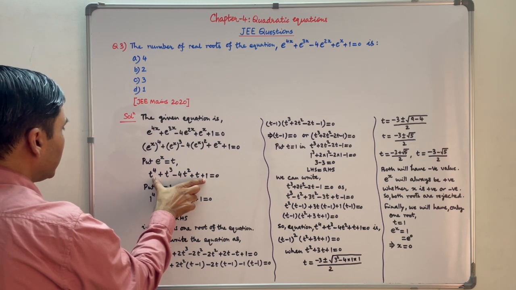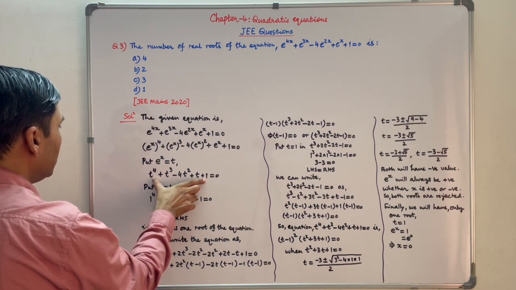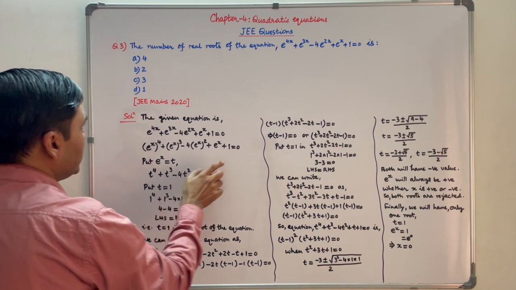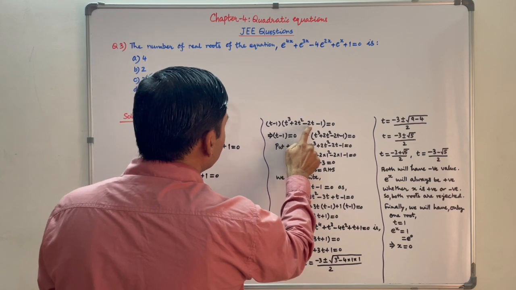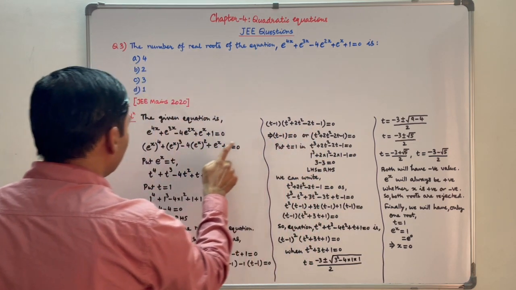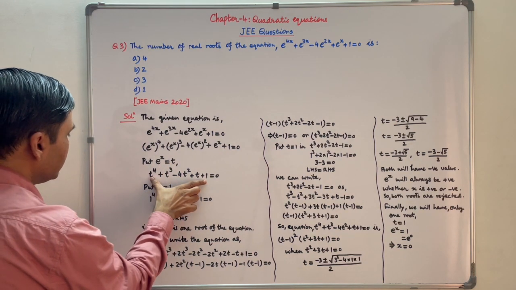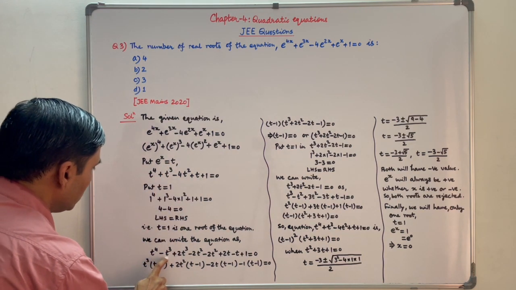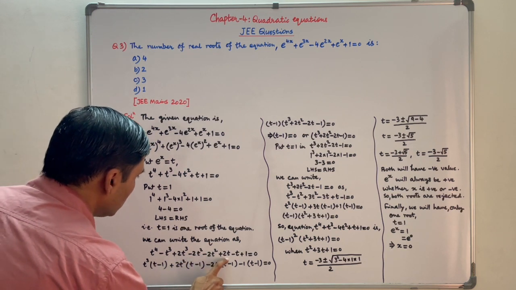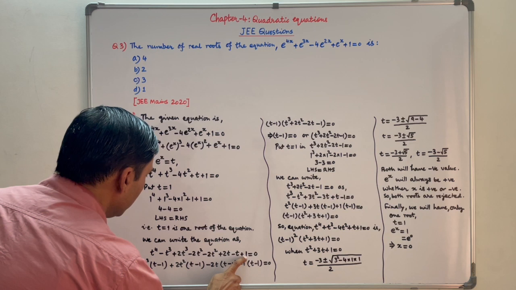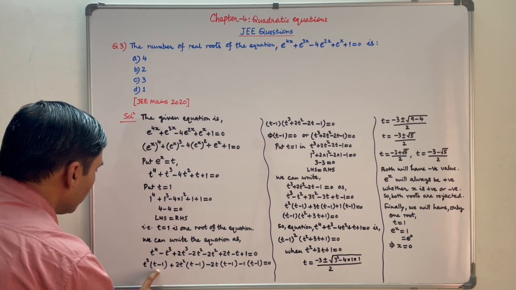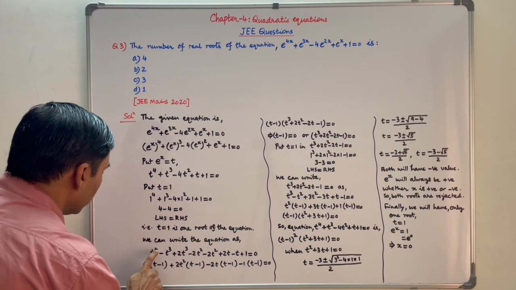We can get other factors by following two methods. Method 1: divide this expression by t - 1. So we get t^3 + 2t^2 - 2t - 1 as the other factor. Method 2: we can write this expression as t^4 - t^3 + 2t^3 - 2t^2 - 2t^2 + 2t - t + 1, so that we can take t - 1 common in consecutive pairs of terms starting from the left-hand side.